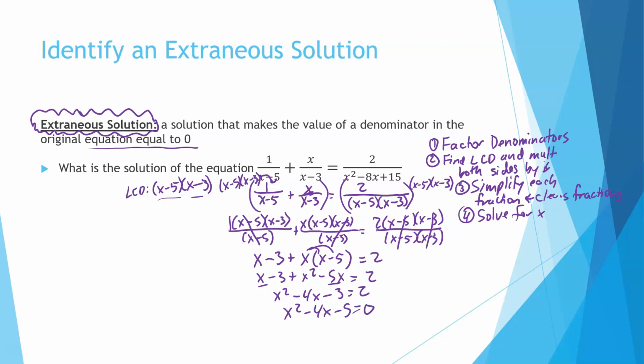Okay, so I'm still solving for x. I have a quadratic, so I need to factor it. That does factor as x minus 5 times x plus 1 equals 0. And then remember, when we have factors, we take each factor, set them equal to 0, and solve for x. So x equals 5, x equals negative 1.